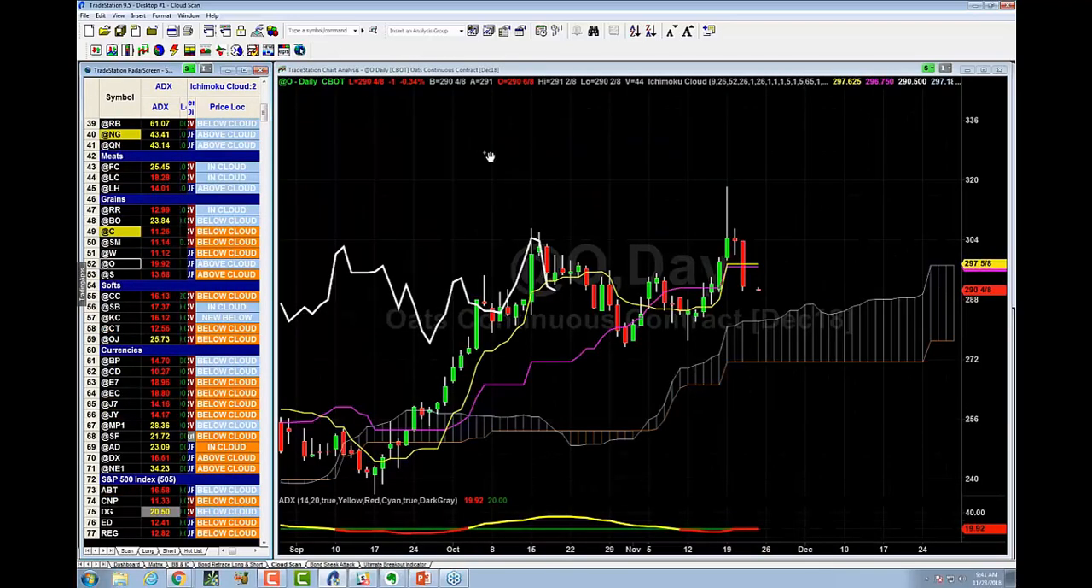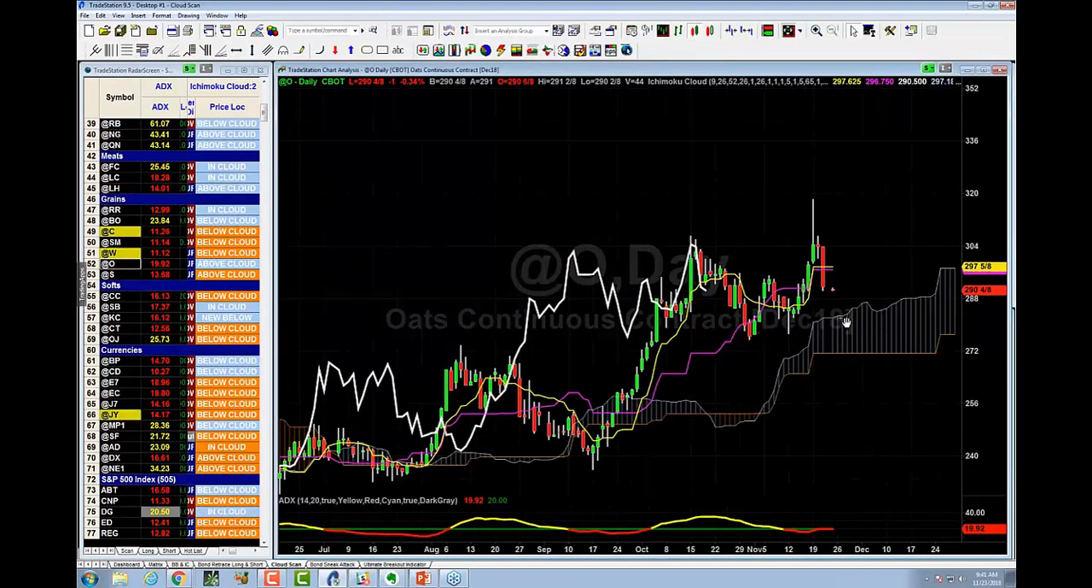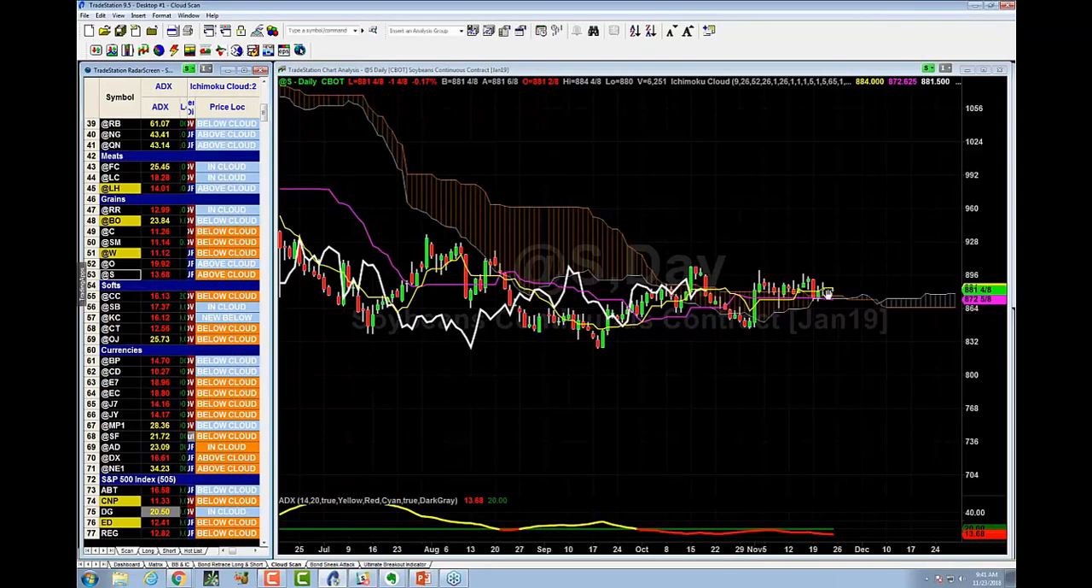Oats. That's a long. Now on oats here, I would let it drift down to the top of the cloud before I would buy it. Okay. And then let's go to the soybeans. Soybeans is a fresh long. It's above the cloud. It's a sideways because the ADX is too low. See how the ADX is 13? I need the ADX to be slightly above 20.